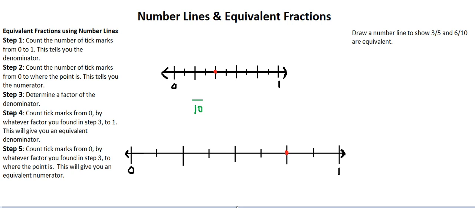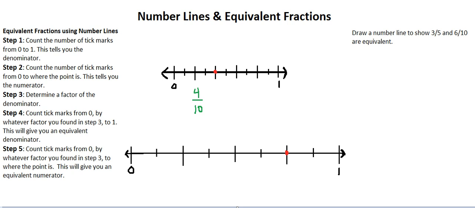Alright, so I start at 0, but I don't count 0, and I did not either when I was doing step 1, finding my denominator. So 1, 2, 3, 4. So the red mark marks 4/10. Okay, that's where it is on the number line.